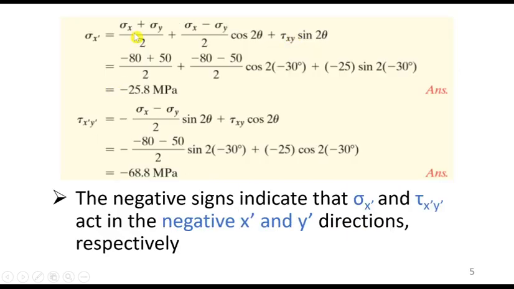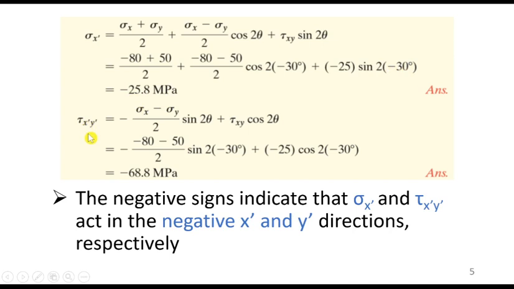By applying the equations, sigma x prime is equal to sigma x plus sigma y by 2 plus sigma x minus sigma y by 2 into cos 2 theta plus tau xy into sin 2 theta. Just putting in the values: minus 80 plus 50 by 2, plus minus 80 minus 50 by 2 into cos 2 into minus 30 degree, plus in parenthesis minus 25 into sine 2 into minus 30. If you calculate this on a calculator, the result will be minus 25.8 megapascal.